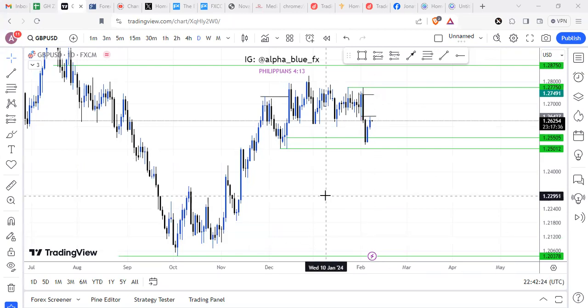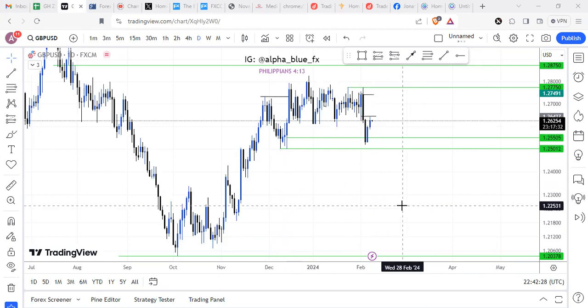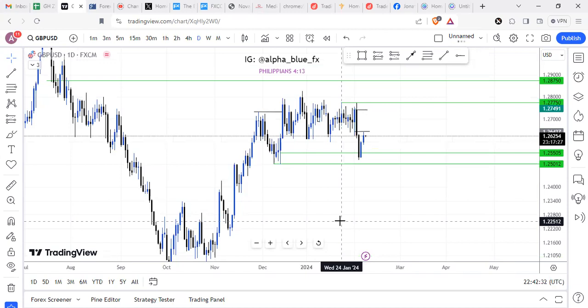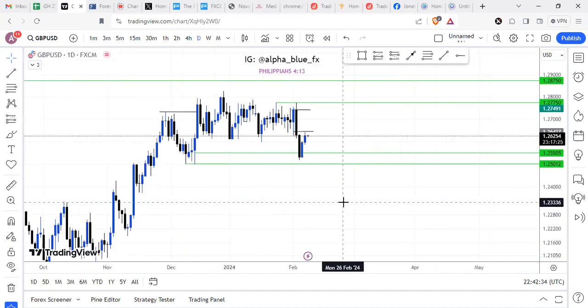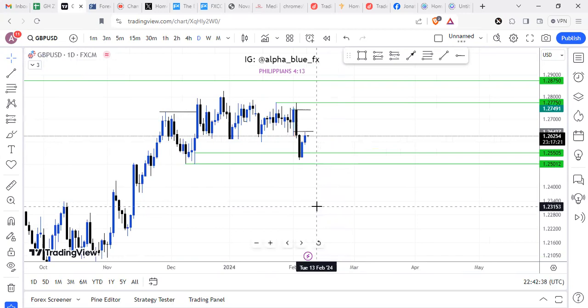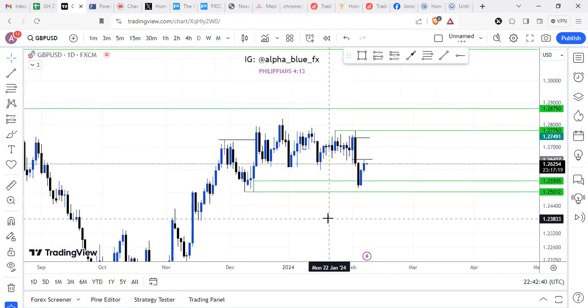So, guys, we're gonna do a quick analysis on GBP and Euro USD right now. This is gonna be a dope analysis. This is GBP on the daily time frame. And right now, this is what the chart looks like.